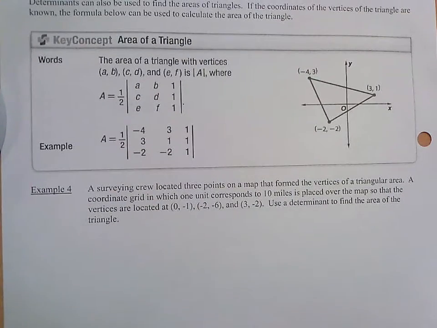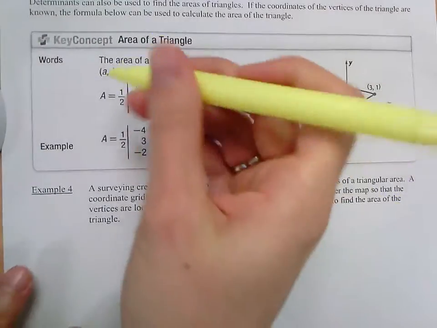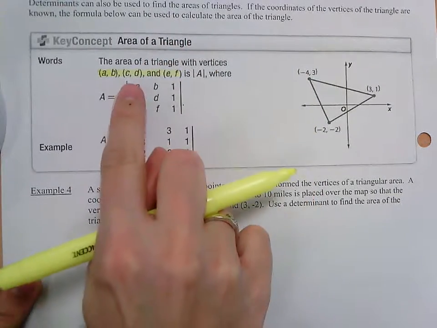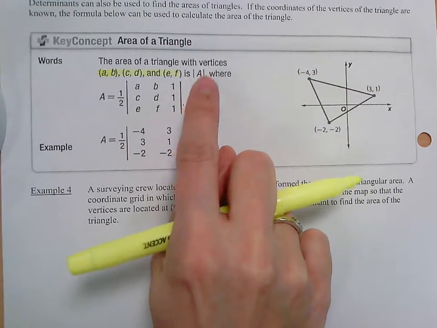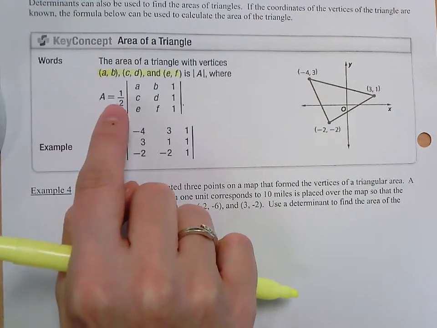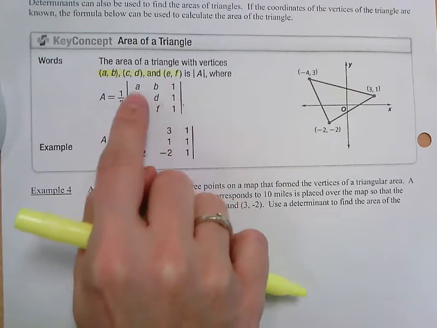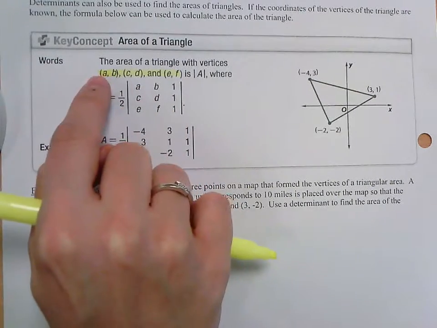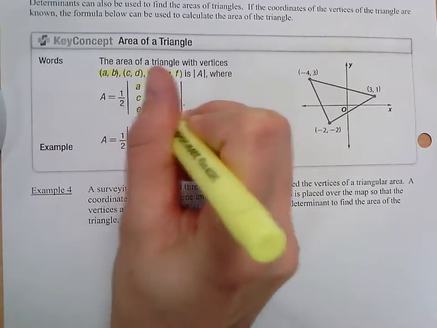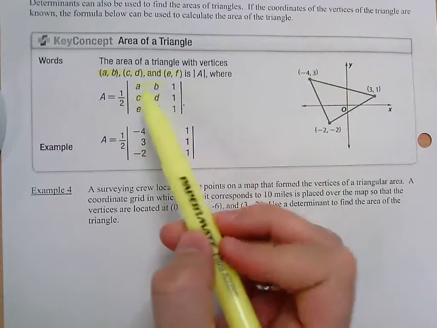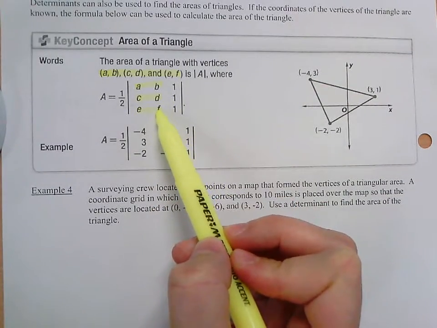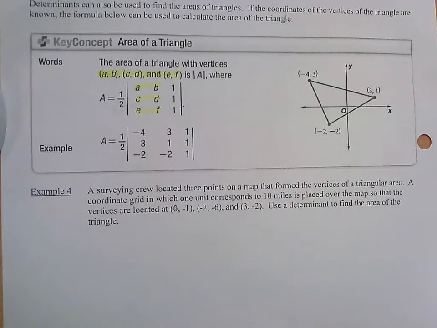So it shows the area of a triangle with vertices A, B, C, D, E, F. It uses the determinant. So the area is 1/2 times this 3 by 3 determinant. So you can see these first 2 columns are where your coordinates go. So your first column would be all of your x coordinates. Your second column would be all of your y coordinates. The third column is always 1s.